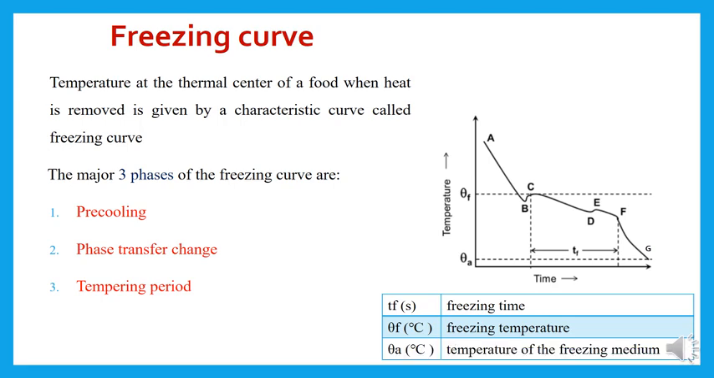It is the temperature at the thermal center of a food when heat is removed. It can be given by a characteristic curve as temperature versus time. That curve is known as the freezing curve, which is shown in the figure. That is a temperature time graph. There are mainly three phases for the freezing curve: from A to B, then C to E, then F to G.